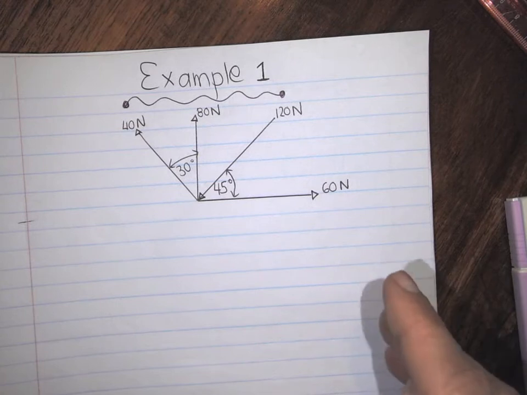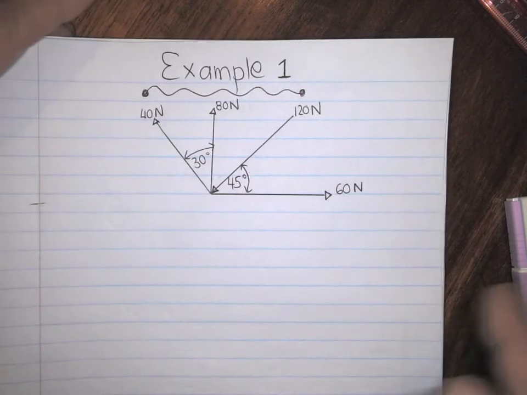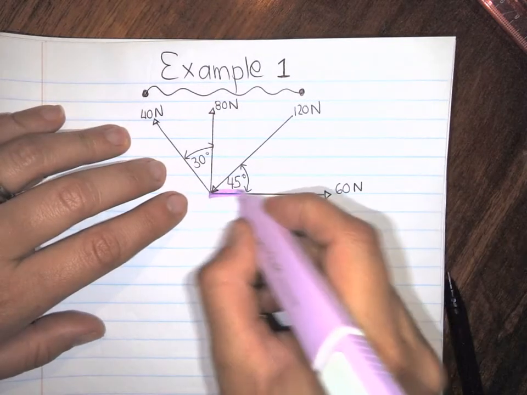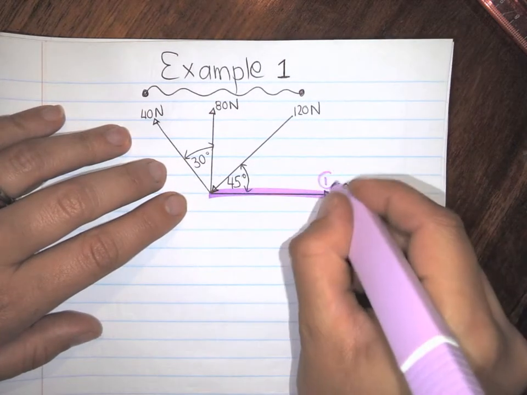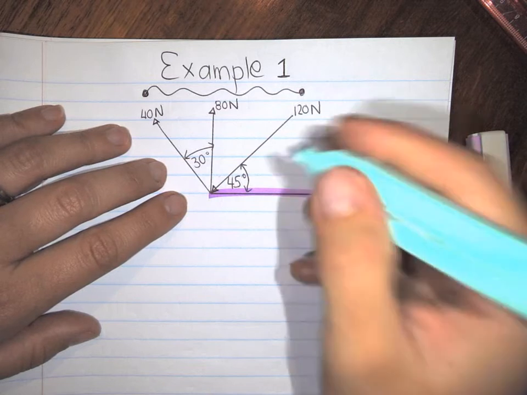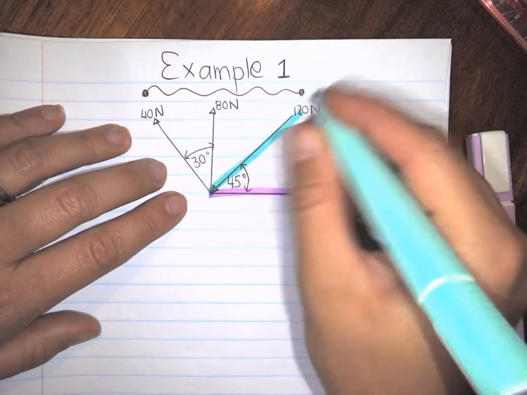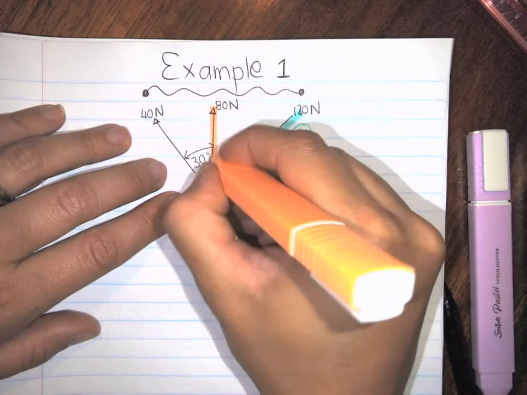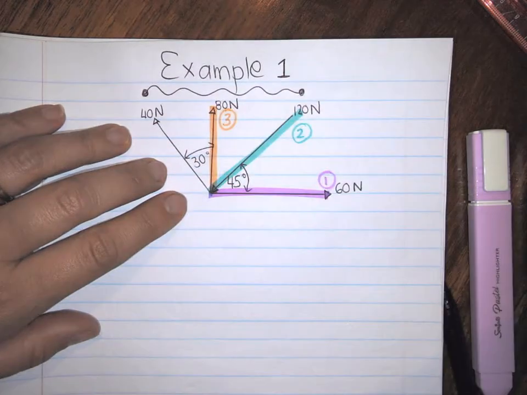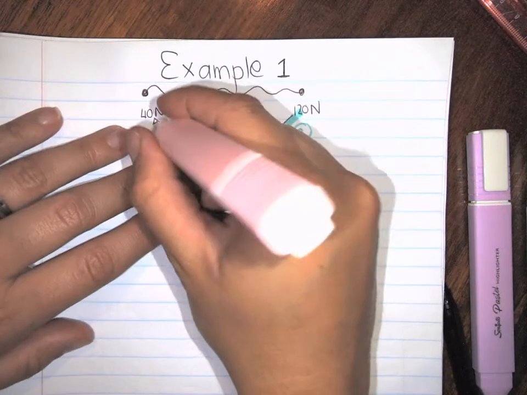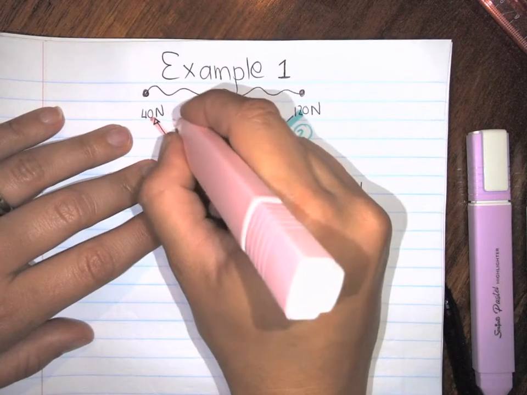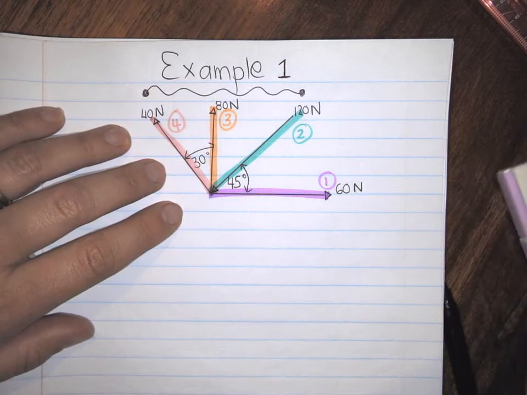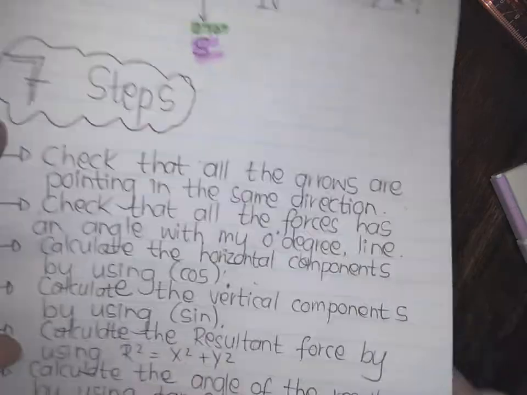So the first thing, before we even look at the steps, I want you to go number the forces in the system. So the 60 newtons, we're going to make number 1. The 120 newtons is going to be number 2. The 80 newtons, number 3. And my 40 newtons, number 4.